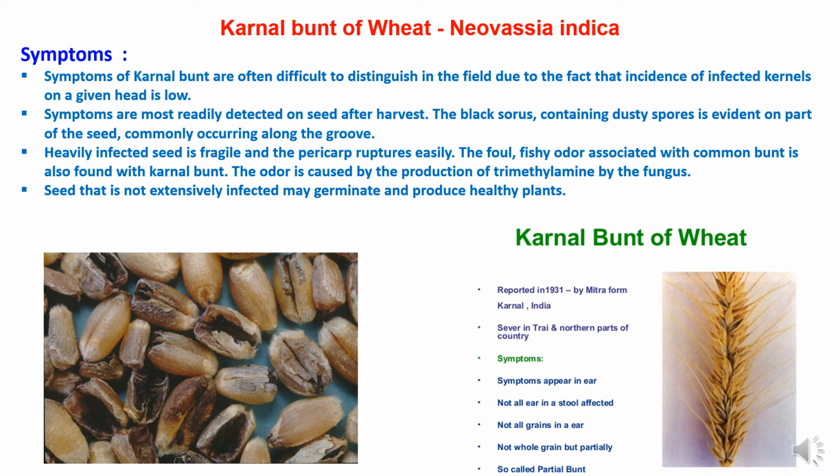The kernel bunt of wheat was reported in 1931 by Mitra, and the symptoms appear in the ear, and not all ears in a stool are affected, and not all grains are affected in an ear. So this is also known as partial bunt.